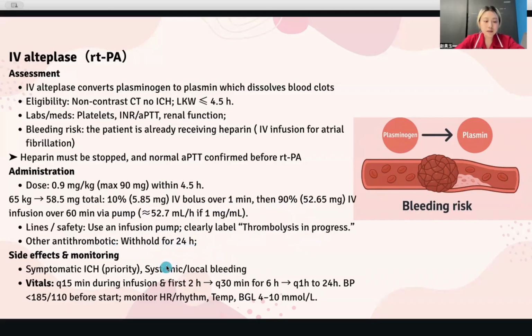During and after infusion, we need to closely monitor for intracranial or systemic bleeding. Check vital signs every 15 minutes during infusion, then every 30 minutes for 6 hours, and hourly up to 24 hours. Maintain blood pressure below 185/110, monitor heart rhythm and temperature, and keep the blood sugar within 4 to 10. So rtPA is time critical and high risk, but potentially life-saving when delivered safely.